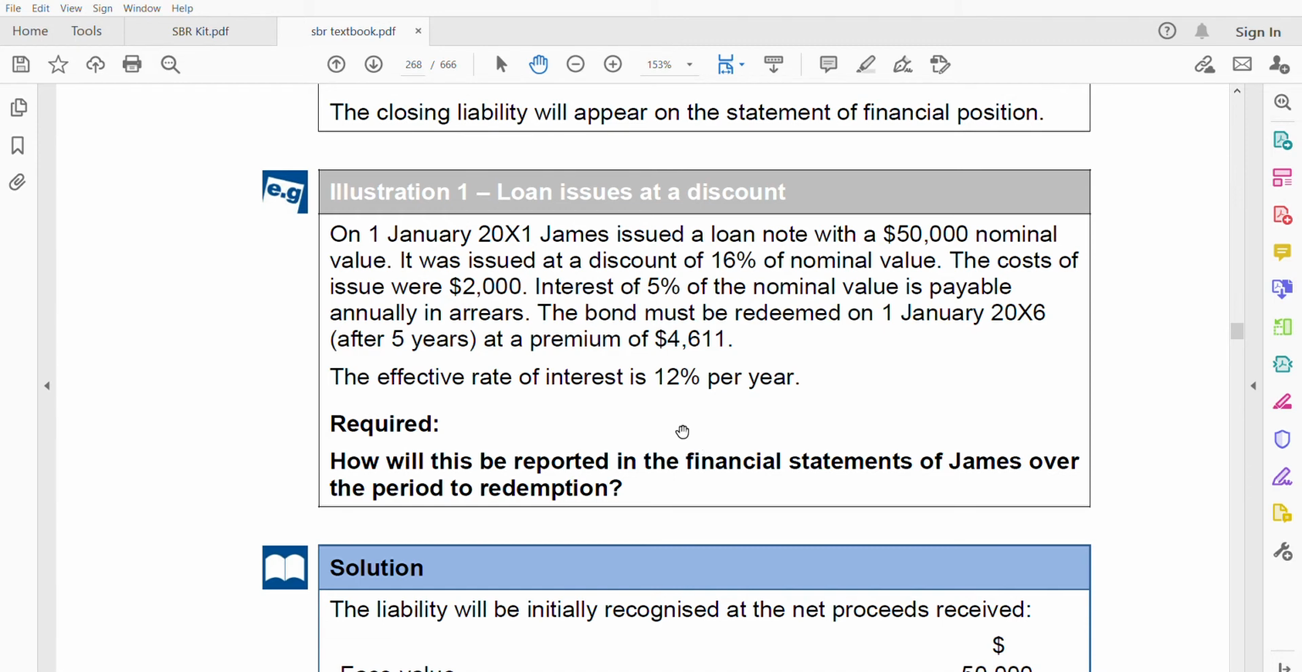On 1st of Jan 2001, James issued a loan note with a 500,000 nominal value. They will give you a loan only because it's a financial liability. It was issued at a discount of 16% of nominal value. You have to see whether it's at par, whether it's at premium, whether it's at discount.